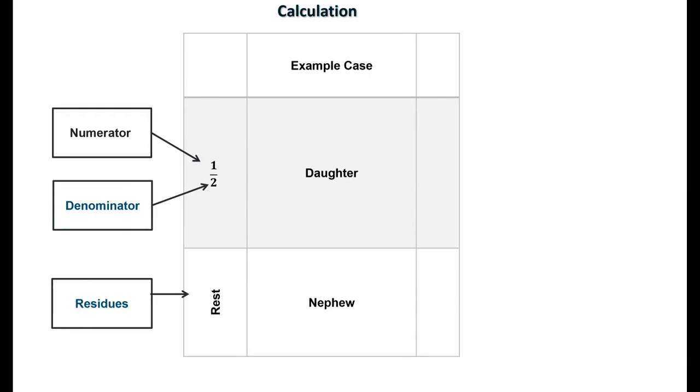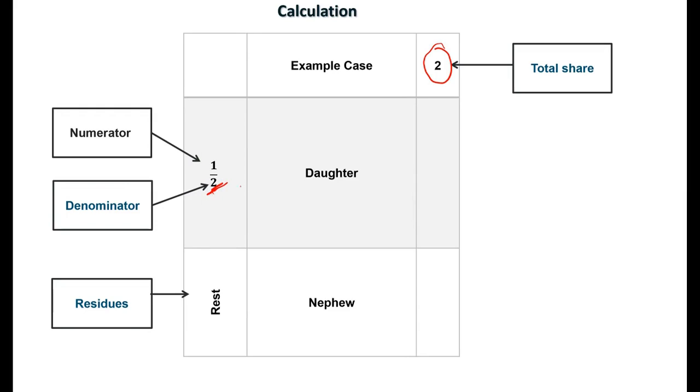Then the nephew is getting the residual. He is from the asaba, so he doesn't have a fixed share. So in this case, we only have one fraction. The most important number in the fraction is the denominator. The denominator goes on top here as the total share of the case.